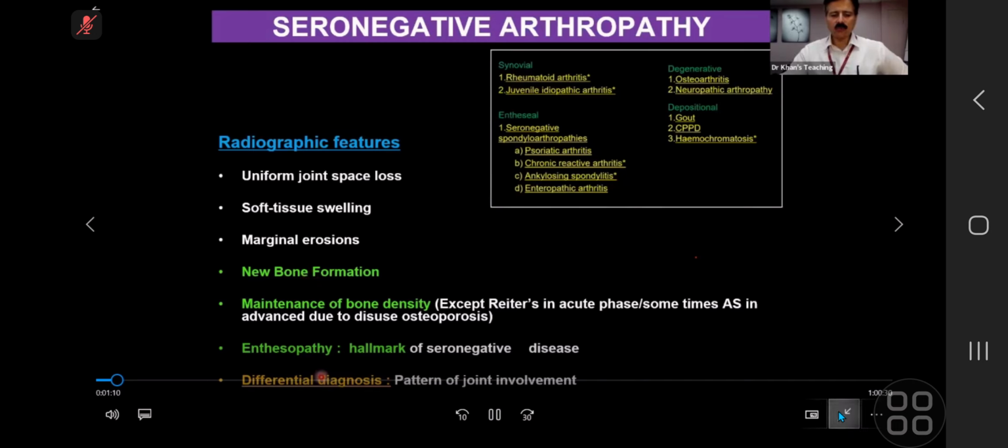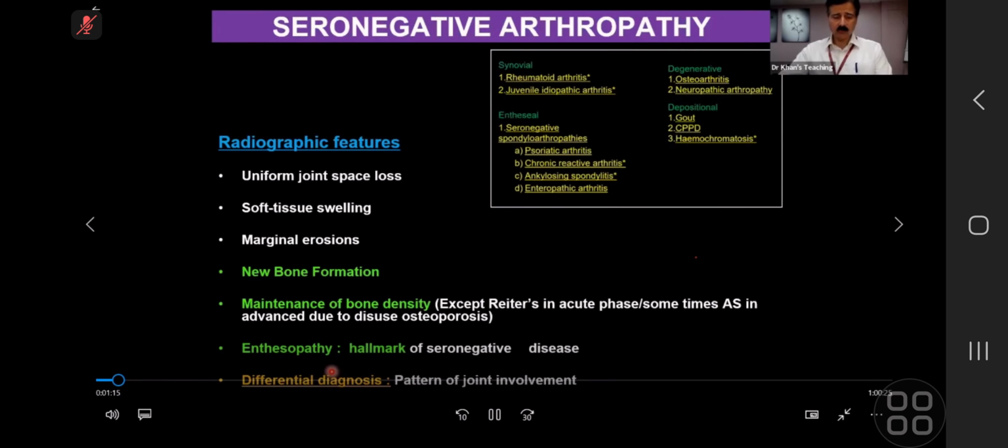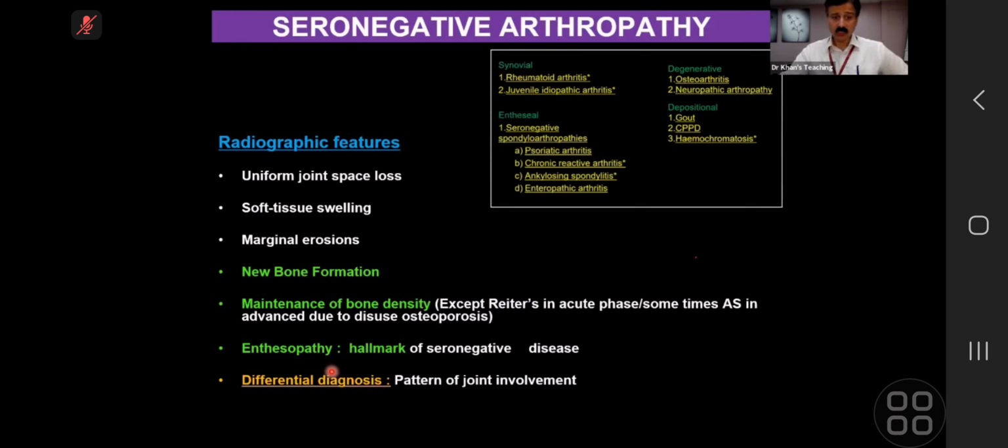Pattern of the joint involvement is important because this is how the examiner will see your thinking. How can you differentiate between a psoriatic arthropathy and CRA, for example? Usually, bone density is maintained, so there will be no osteopenia, except in CRA in acute phase. Please remember that previously, CRA was also known as Reiter's syndrome, whatever you want to pronounce it.